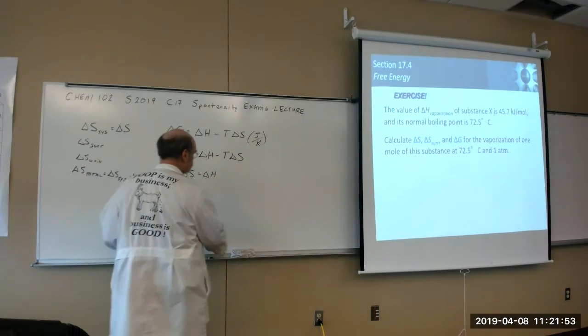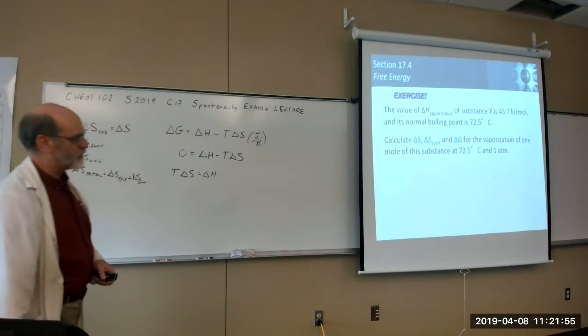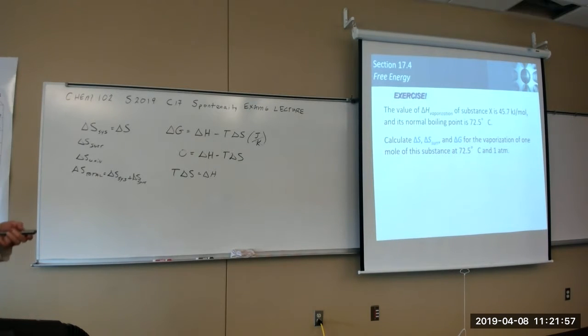So if the enthalpy of vaporization of a substance is 45.7 kilojoules per mole, and its normal boiling point is 72.5 degrees centigrade, calculate each one of these: delta S for the system, delta S for surroundings, and delta G for the vaporization of 1 mole at that temperature.